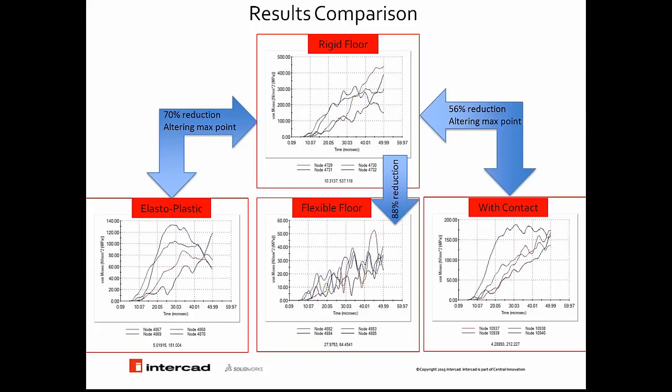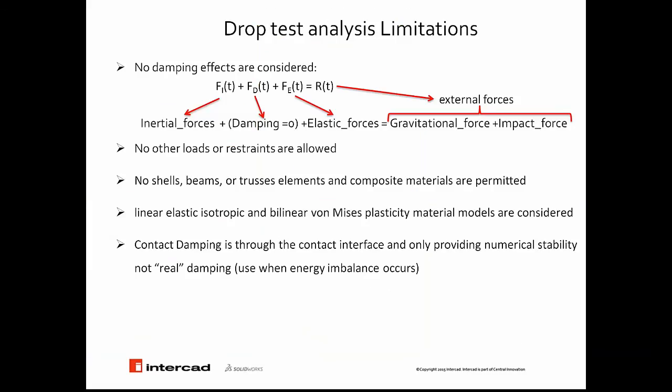But one thing for sure we have missed here, and that is a wrap-up about the drop test analysis limitations. Well, basically, when we have such a study, we're trying to find an equation, an equilibrium equation of forces, where the inertial force, damping force, and elastic force should be equal to the gravitational force and impact force. That is what we're trying to solve and bring to equilibrium. Well, definitely in a drop test analysis, what we don't have is damping. Therefore, one important factor from our study is neglected.